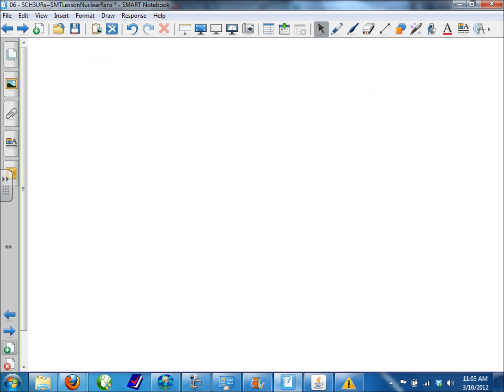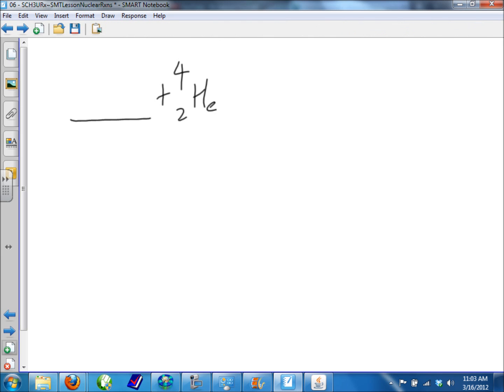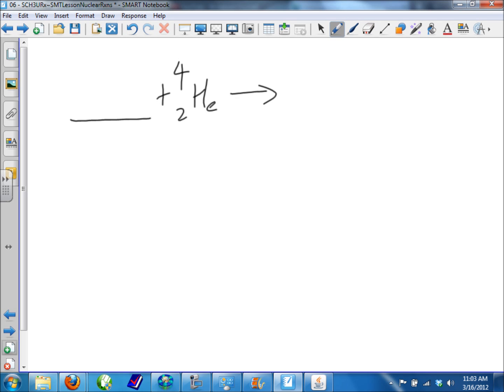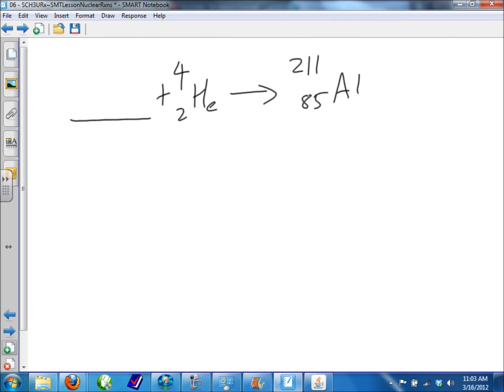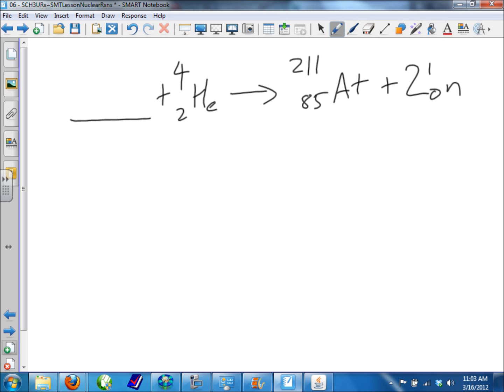I'm going to give you an unknown element. And when this unknown element is bombarded with a helium particle, it becomes unstable, and as a result, what's produced is this. We have astatine and 2 neutrons. Take a moment and try to figure out what the initial reactant is.